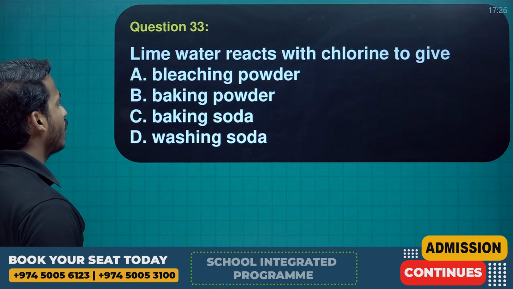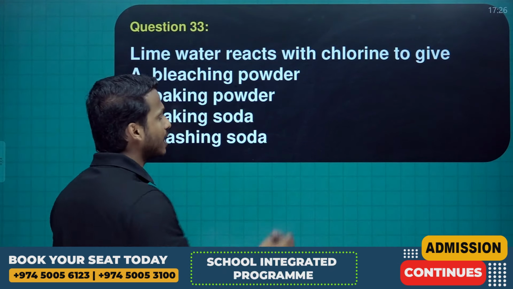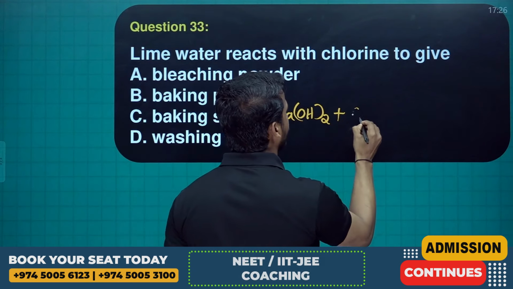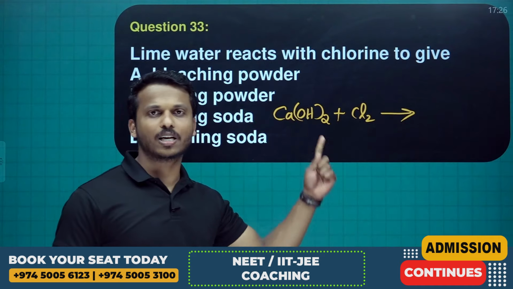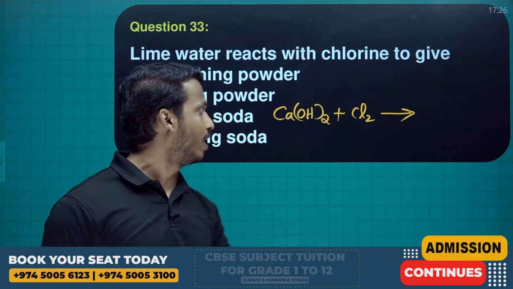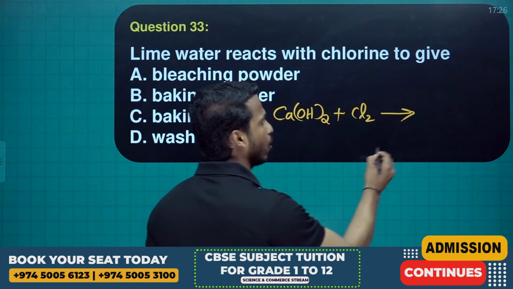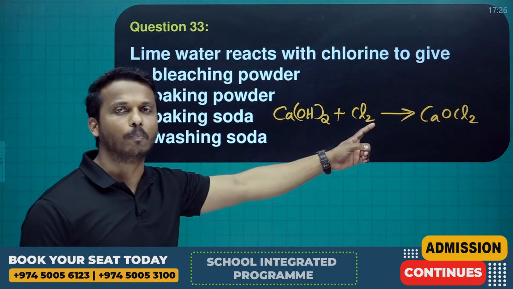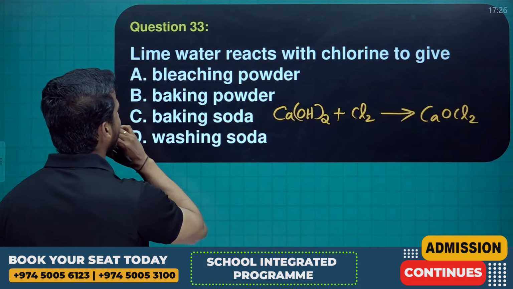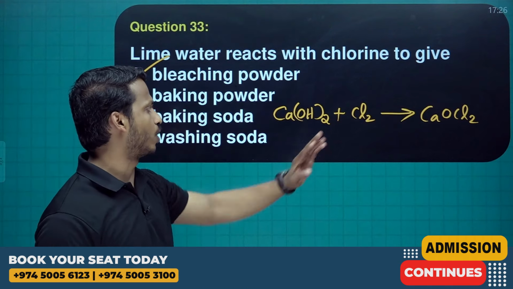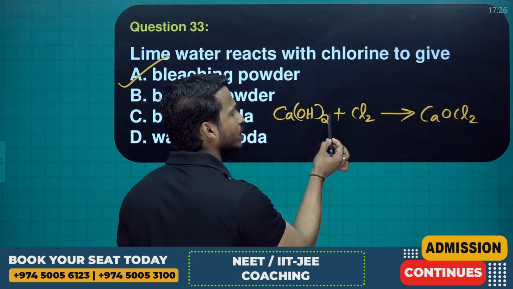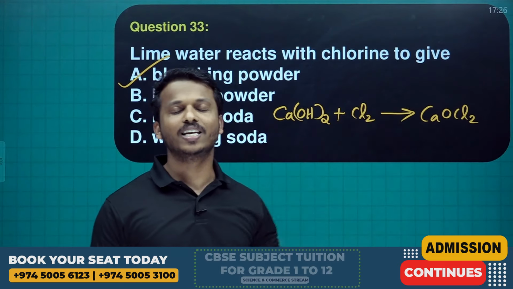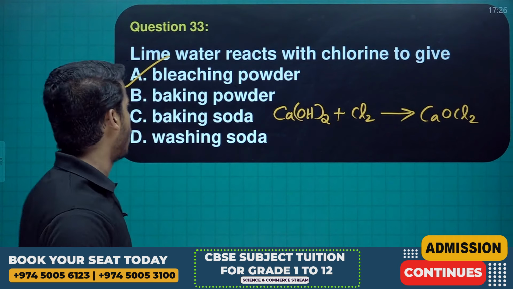Now, lime water reacts with chlorine to give what? What is lime water, my dear? Calcium hydroxide. Lime water reacts with chlorine gas. Hope you studied. This is the preparation of one of the important salts. Calcium hydroxide when reacting with chlorine gives calcium oxychloride, CaOCl2, which is called bleaching powder, right? So calcium hydroxide reacting with chlorine, you can prepare calcium oxychloride, CaOCl2, called bleaching powder.